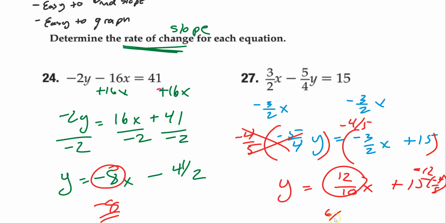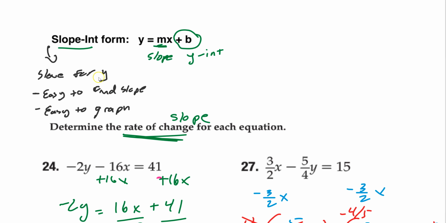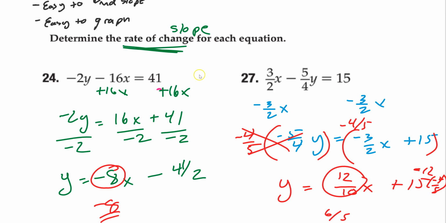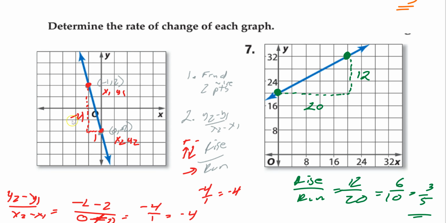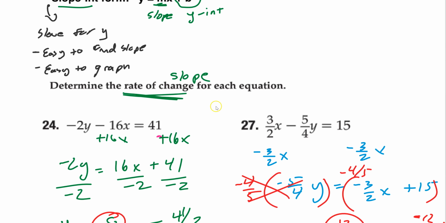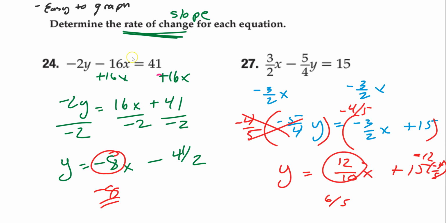Or 6 over 5. Again, easiest way to find rate of change is this. If you have an equation, just put it in slope-intercept form. Solve for y. Easiest way to find the slope if you have an equation. Right? If I give you a graph, find 2 points, and once you do that, either rise over run, or do the formula. If I give you an equation, just put in slope-intercept form.